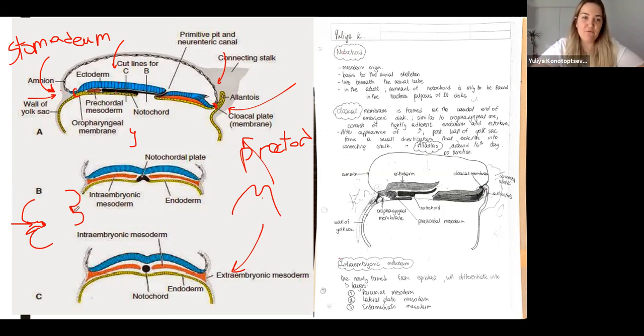The same way for the opposite end. It will be where the anal cavity is, just rupturing there. So that's the questions in the self-control test. They ask you, where do these membranes rupture into? Oropharyngeal membrane will be rupturing into the stomadeum. Cloacal membrane will be rupturing into the proctodeum.